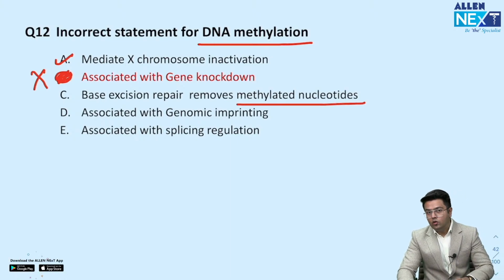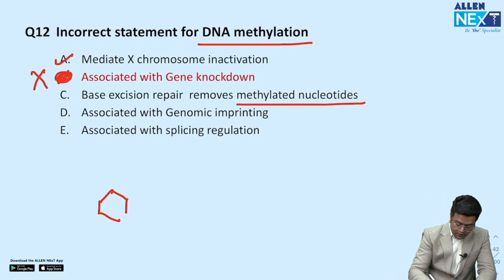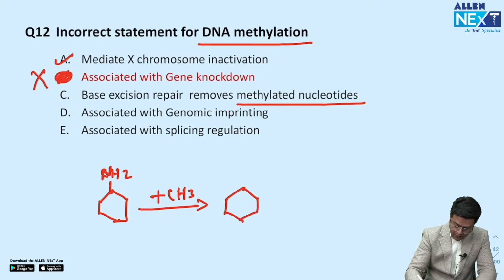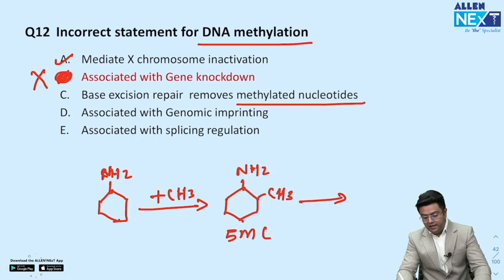So guys, methylated nucleotides are the wrong nucleotides. So obviously the base excision repair removes the wrong nucleotide, right? For example, when we talk about cytosine, guys, this is cytosine which has an NH2 group. Now on this cytosine, if I add a methyl group, this cytosine has now methylation, a methylated cytosine. That is called 5-MC. That is done on the CpG islands. DNA methylation is normally done in the CpG islands.